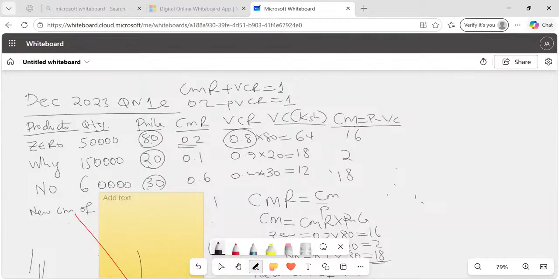When we went to Y, we can see the CMR of Y is 0.1. So 1 minus 0.1 to get the variable cost ratio gave us 0.9. And then for the third product, it will be 1 minus 0.6, which will give us 0.4 as the VCR.